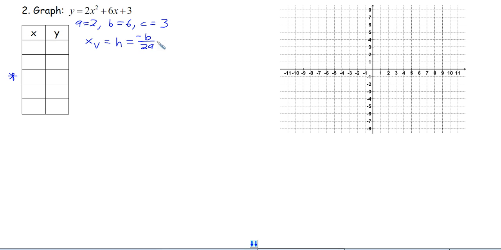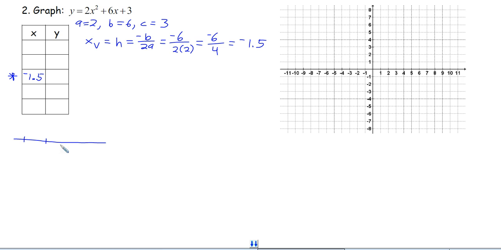Always write down the formula. That way you'll remember it. Then we'll have the negative of b. Negative of b is negative 6. All over 2 times 2. So we'll have negative 6 over 4. Working that out, that's negative 3 over 2 reduced, which is negative 1.5. I'm going to work with decimals. So we have negative 1.5.